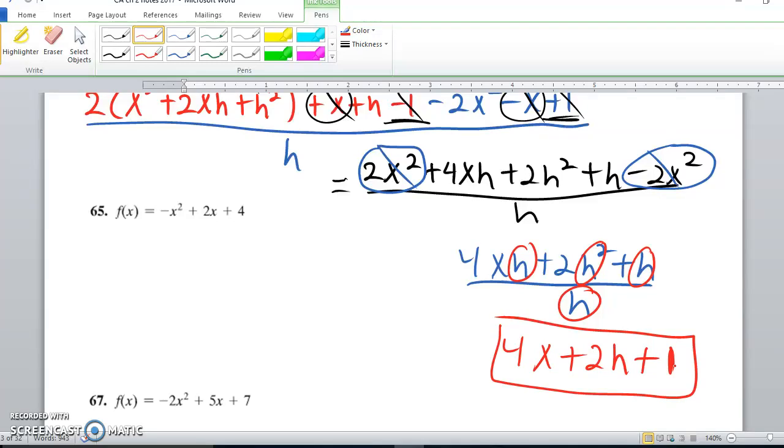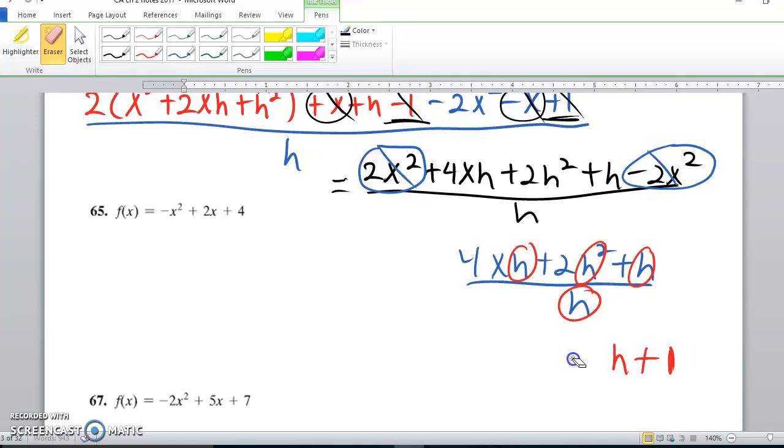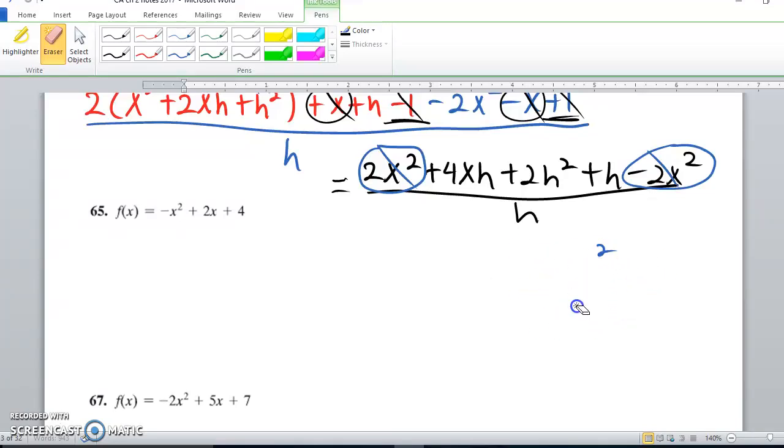All right, so if you need to pause it, you can go ahead and pause it, but I'm going to go ahead and erase this so I have room for my next problem. The good news is the next couple of ones are basically exactly like this one. They're going to be very similar.